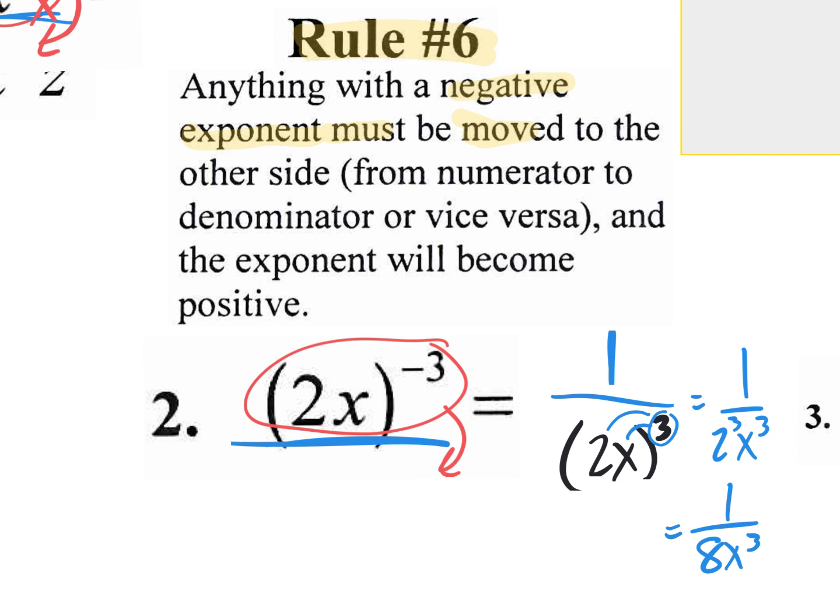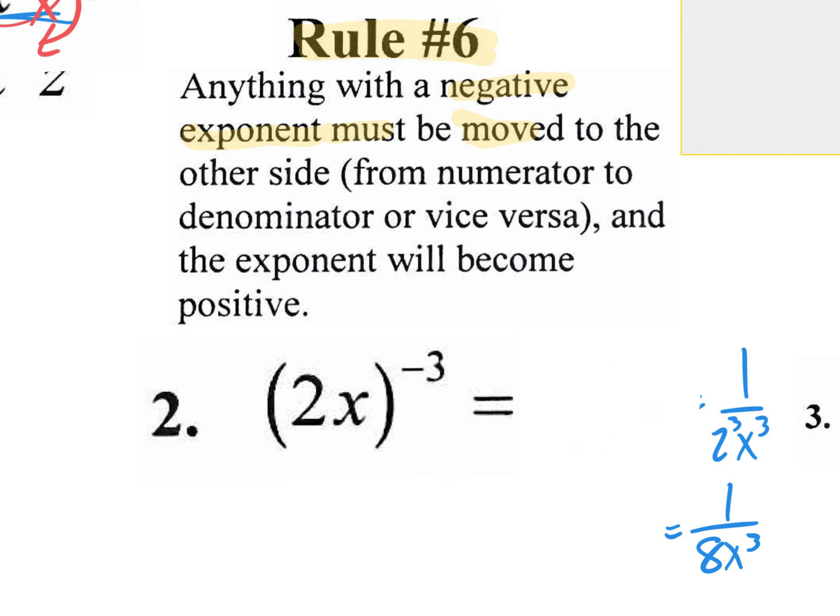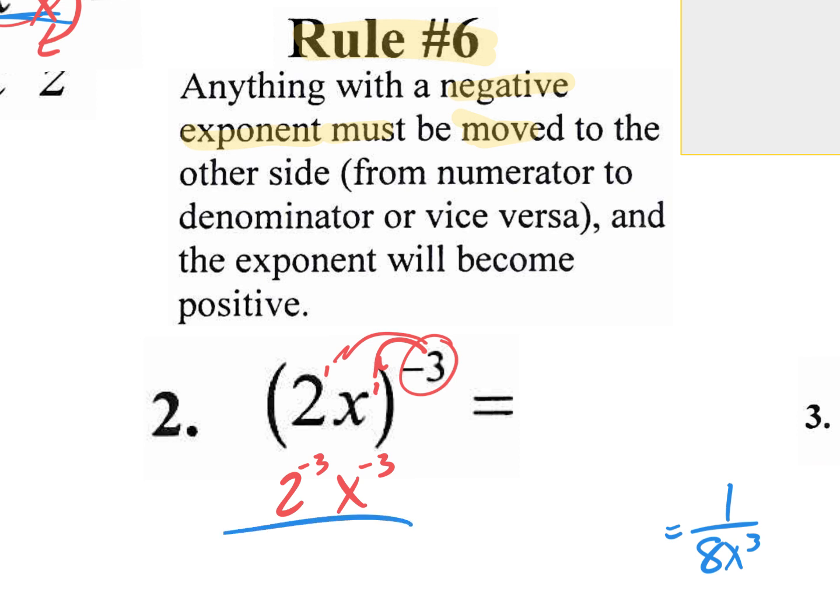But then again, you didn't have to do it that way. Let me erase this. Look, I'm just going to leave the answer. Maybe instead of moving the whole thing down to the bottom, maybe you guys want to distribute the exponent first. Distribute that negative 3. Negative 3 times the invisible 1, that'll be 2 to the negative 3. Negative 3 times the invisible 1, it'll be x to the negative 3. And then after distributing, you have to move those negative exponents to the other side.